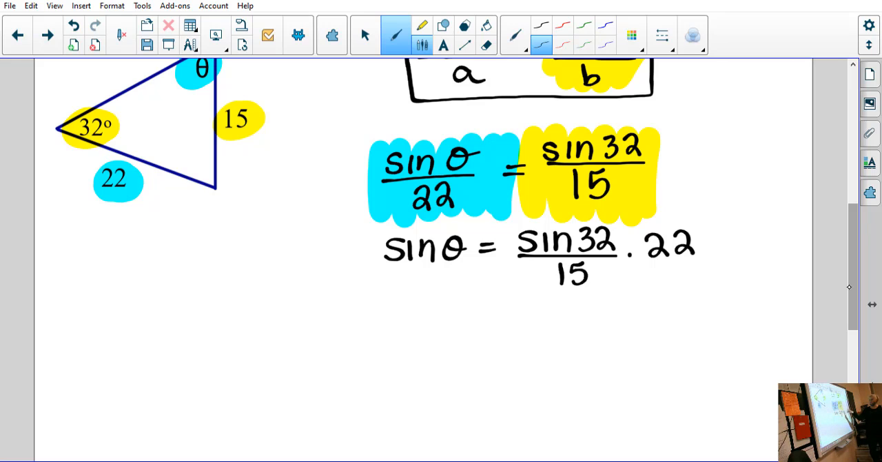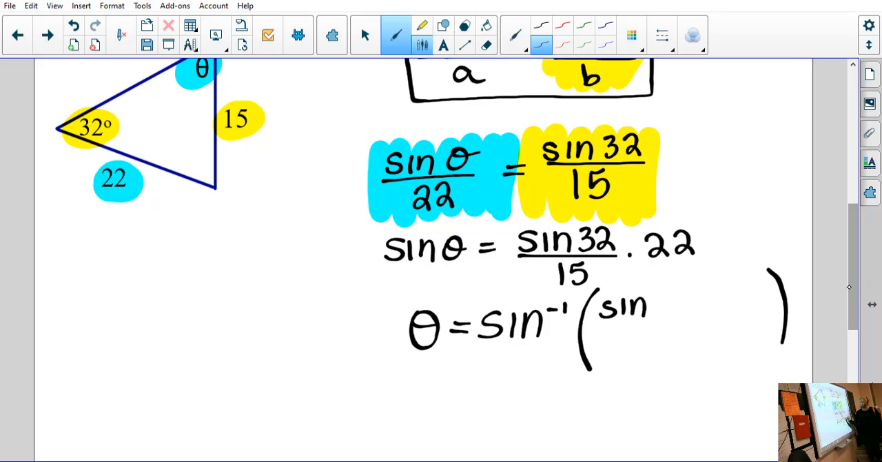And then I could do that all out now, or how do I get rid of sine? What's the opposite of sine if I want to bring that over to the other side? When I'm looking for an angle, what do you hit? There's sine. So you're going to hit second function sine. So you could either do that all out in your calculator, then hit second function sine of your answer, or you could just type this all in one step on your calculator.